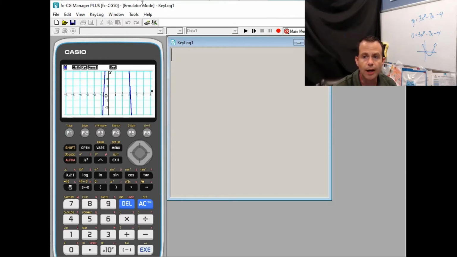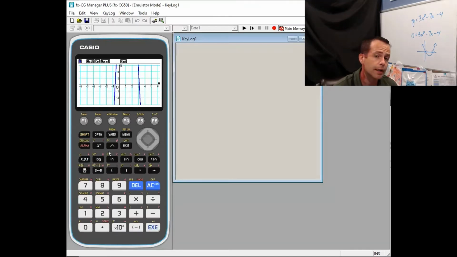Now I don't have the best looking window settings right now, so I'm going to adjust that. On a Casio, oh, by the way, on a TI, sorry, you would press the graph button. It's actually the same as the Casio button. It's this button over here. It's just that yours says graph.